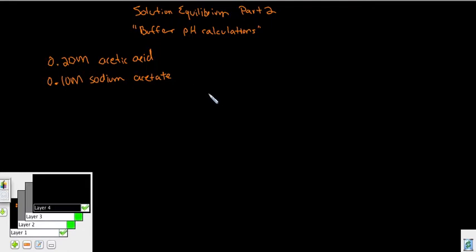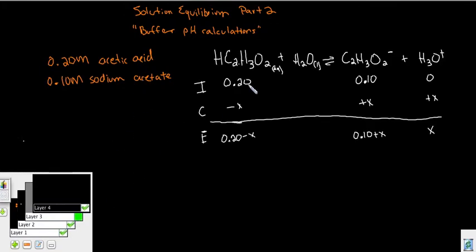So we learned last time that a buffer is where you take an acid and you also add its conjugate base. In this case, we have acetic acid and we have sodium acetate. So the acetate is going to end up being an additional conjugate base in the situation. What we need to do is write out the reaction. The reaction right here is acetic acid turning into acetate. It's going to look like this.